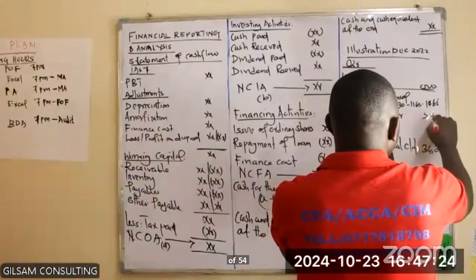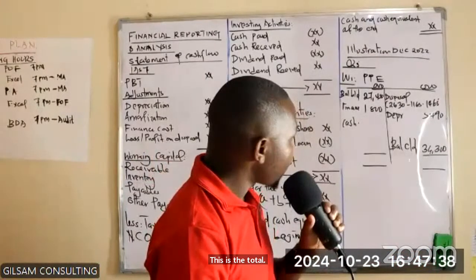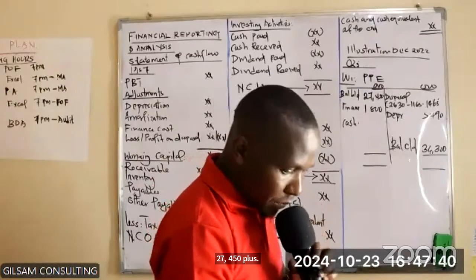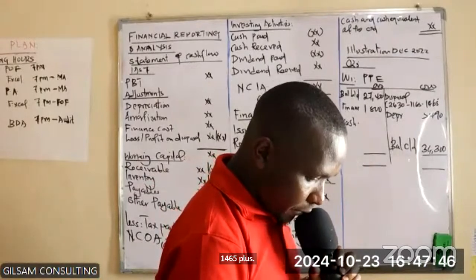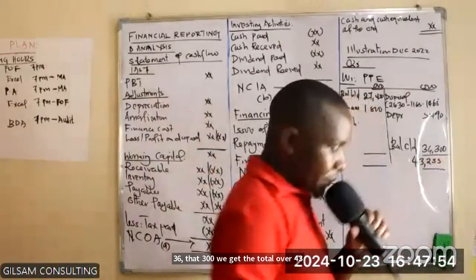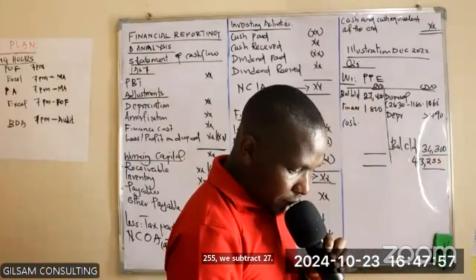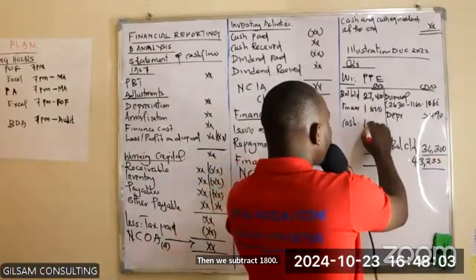So the balancing figure here, my good learners, is the cash paid, which will take the total. Let's take the total 27,450 plus. I know the credit will be more, so let's start with the credit. 1465 plus figure here, 490 plus 36,300. We get the total of 43,255. We subtract 27,450. Then we subtract 1,800. So we get the cash of 14,005.